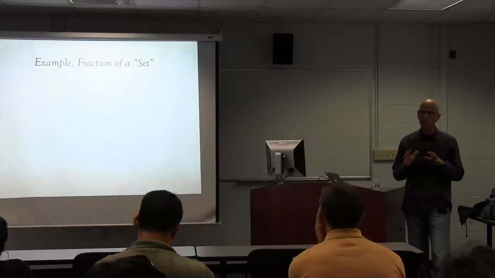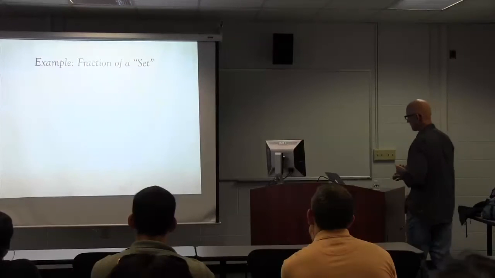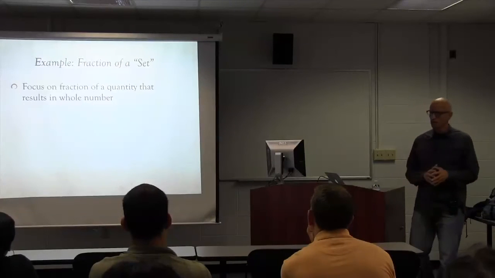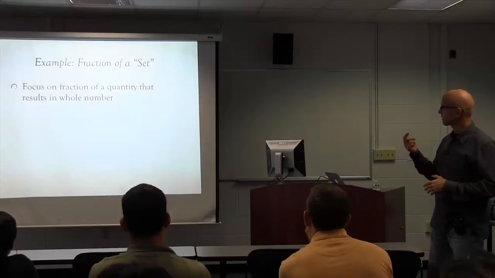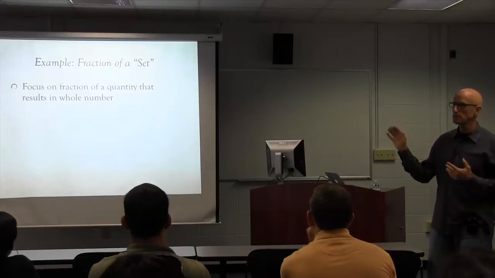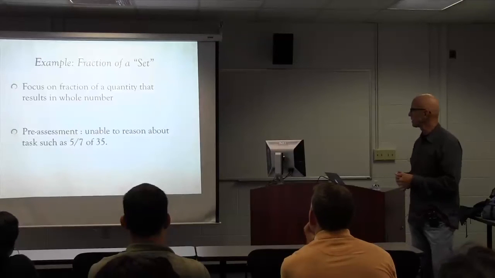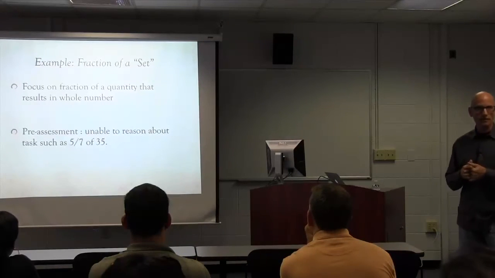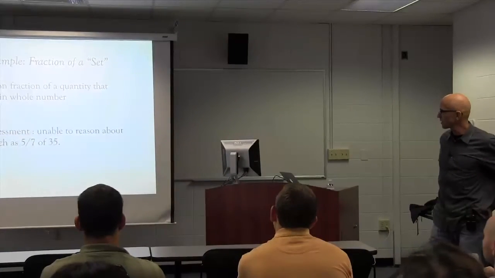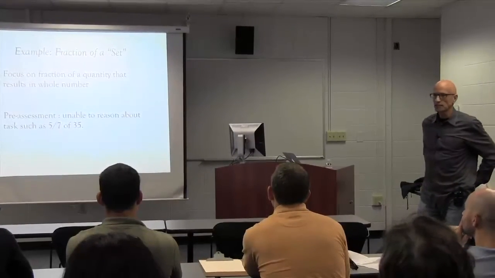So let me give you an example so you get a feel both for what we do and what we mean by a single abstraction and how it comes about. So we're talking about a fraction of a set. So there's a fraction of a quantity. You could think of it as a composite unit, and the results we're talking about are whole numbers. So an example of that would be 5/7 of 35, and we have our fourth or fifth grader. I can't remember whether this was from her fourth grade year or fifth grade year. Kylie, who we give this pre-assessment right before instruction, and she doesn't have any idea how to do that.